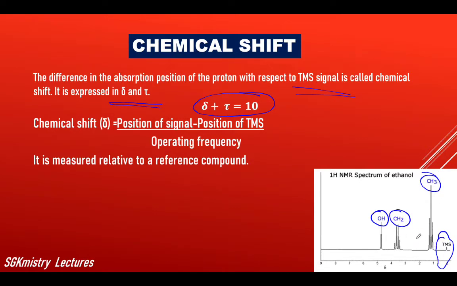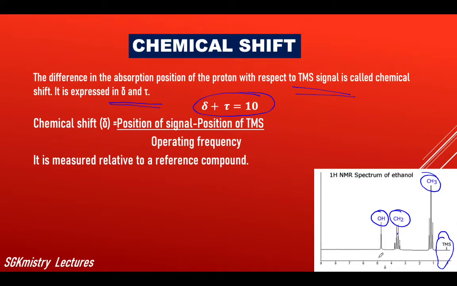Next, for CH2, same way. For all these protons, you have to just see what is the difference between the position of the peaks due to that proton and the position of the TMS signal. So TMS will always give a signal at 0. Now usually we measure this chemical shift in the form of ppm or delta. So you can say that TMS will give a signal at 0 ppm. You can just see in this picture.